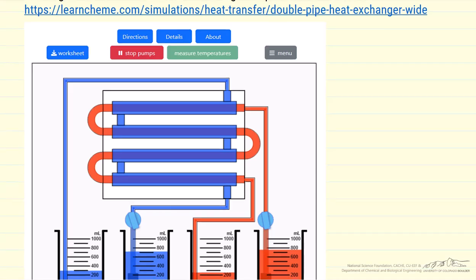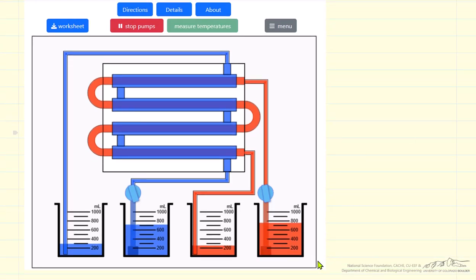So if we look at the simulation, the red is the hotter fluid that flows on the pipe side, and then the blue is the colder fluid counter current on the annular side. The way the experiment is set up is we start with beakers, cold fluid and hot fluid. We can change the opening of the valves, and then we start the pumps. In this case, the pumps are running for this particular snapshot.